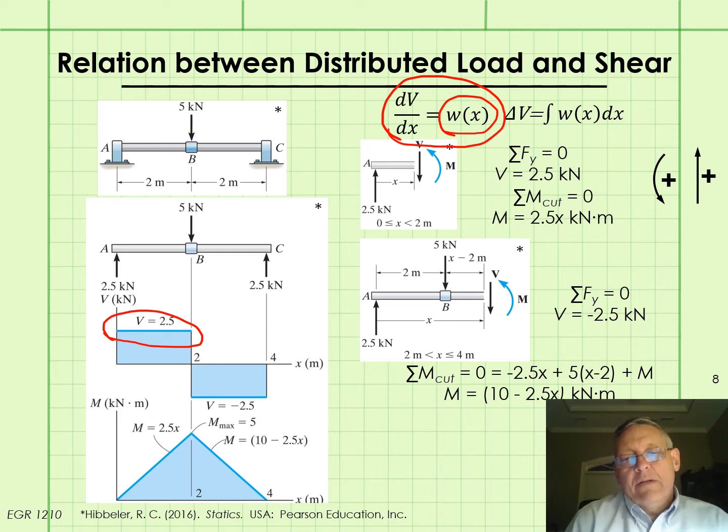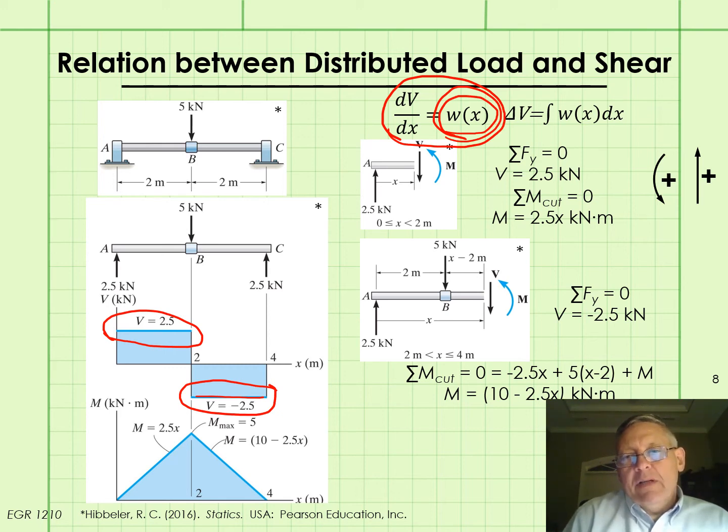So that checks, and we can check it for the second part of the shear curve for this segment of the beam. Another horizontal line, slope is 0, so therefore the intensity of the distributed load for that section of the beam is also 0, which checks because we had no distributed load to begin with.